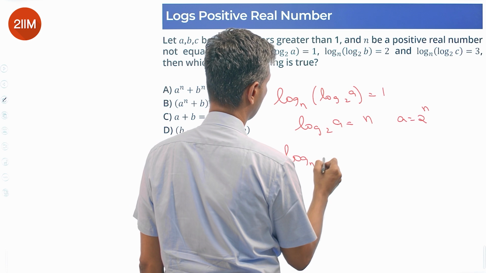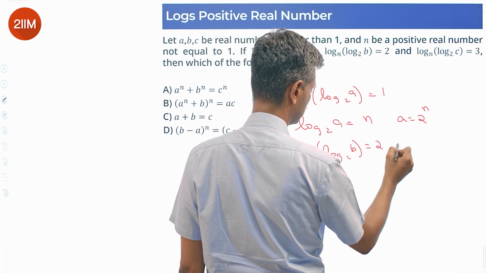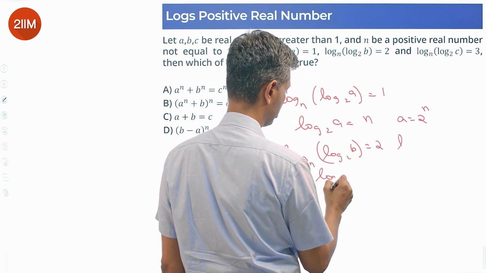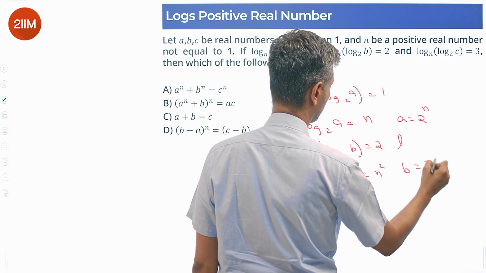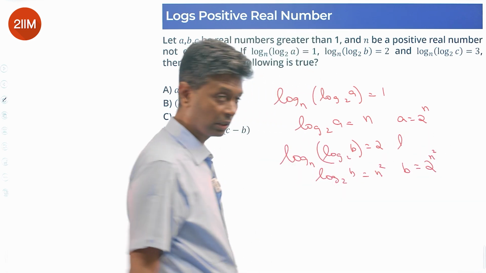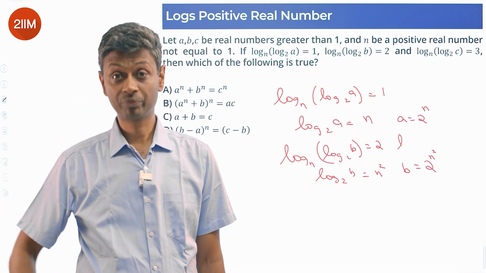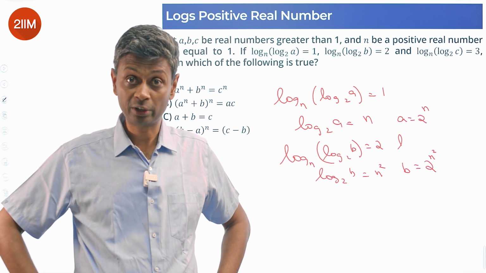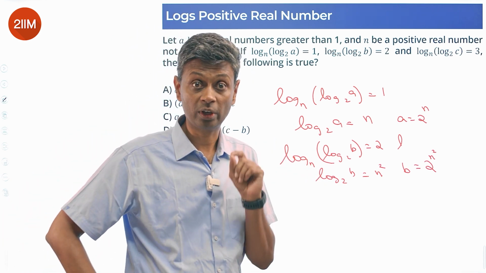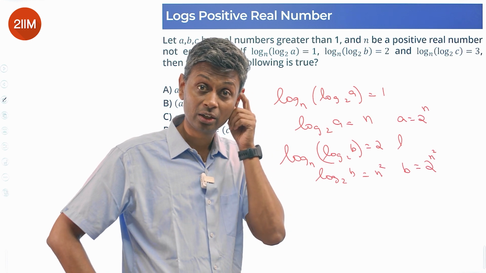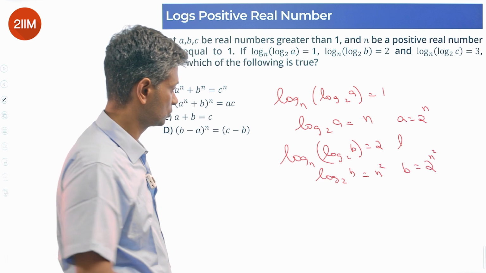Log to the base n of log b to the base 2 is 2, or log b to the base 2 is n square, or b is equal to 2 power n square. Remember, this is 2 power n square, not 2 power n the whole square. 2 power n the whole square is 2 power 2n. That's not what this is.